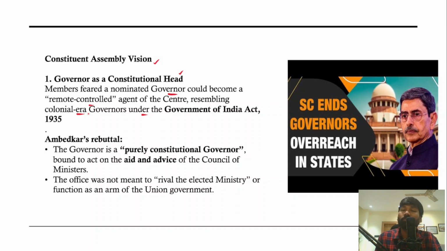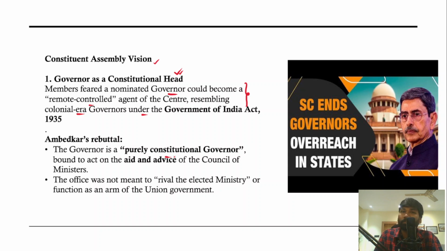However, what Dr. B.R. Ambedkar said to alleviate the fears of the members of the Constituent Assembly with respect to the governor, who is a nominated governor: in fact, the governor is purely a constitutional governor. He would not be an elected member. He would be purely a constitutional governor, and he is also bound by the aid and advice of the Council of Ministers. The post of governor, who is a constitutional head and executive head of the state, must act as per the aid and advice of the Council of Ministers.